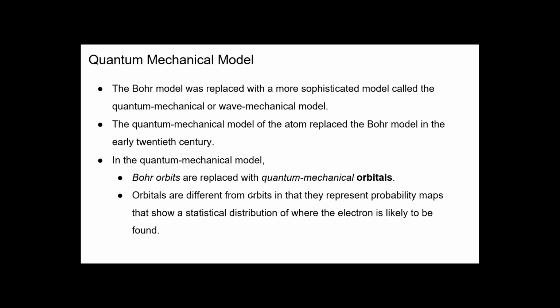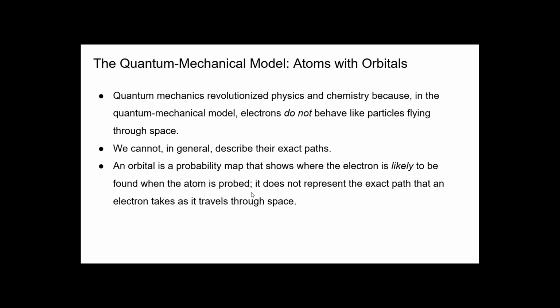So instead of Bohr orbits, we now have quantum mechanical orbitals, or you can just say orbitals. Orbitals are different from orbits in that they represent a probability map that shows the statistical distribution of where an electron is likely to be found. I'm going to explain in the next slides exactly what that means.